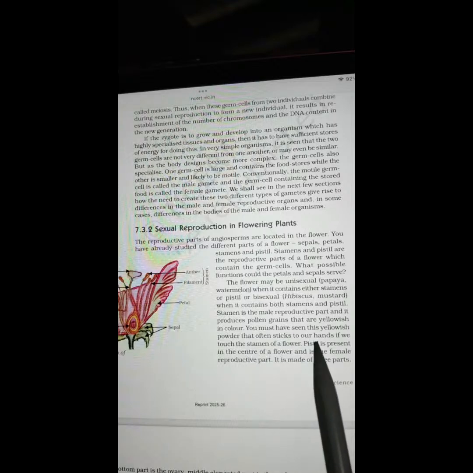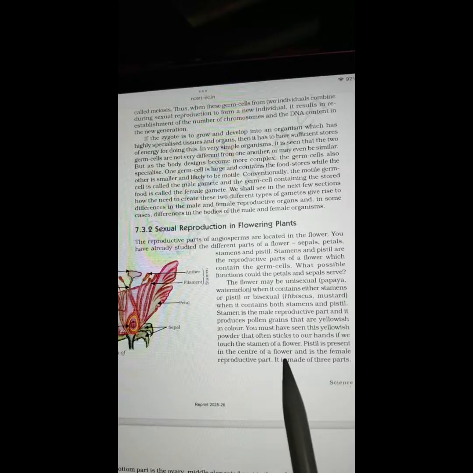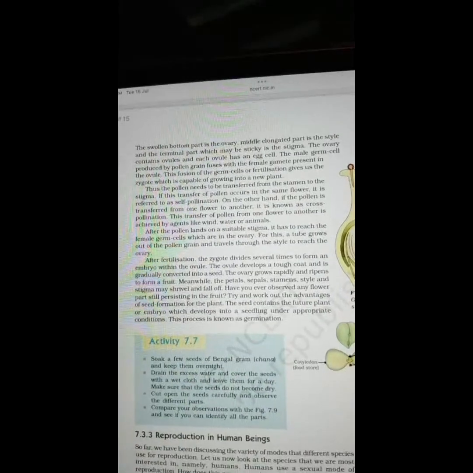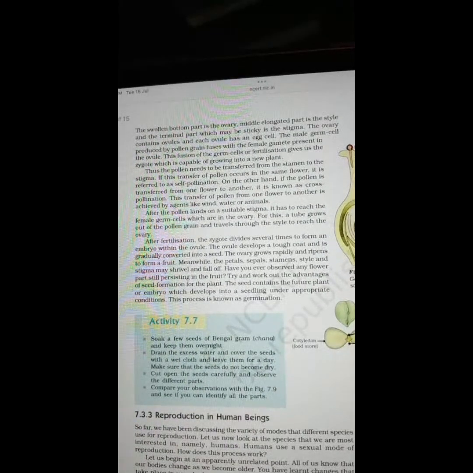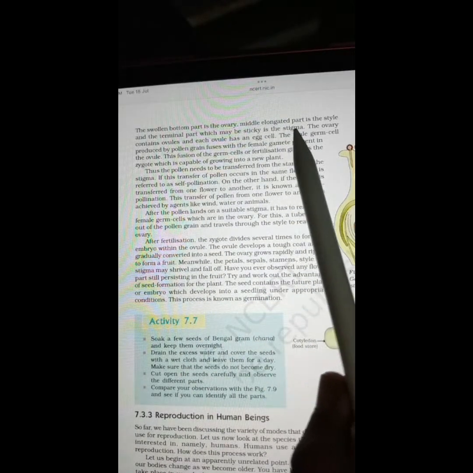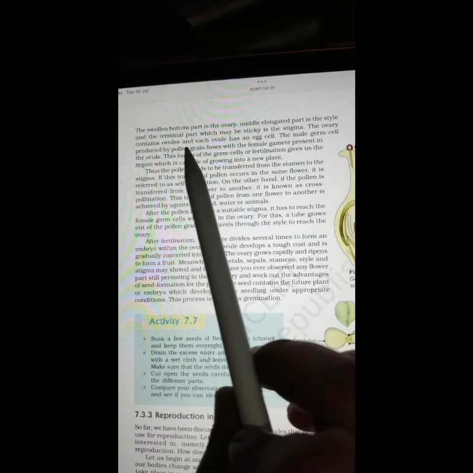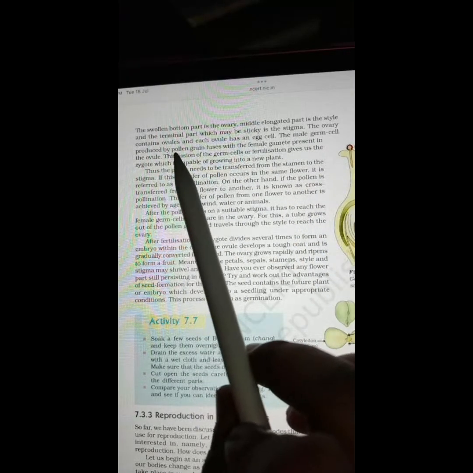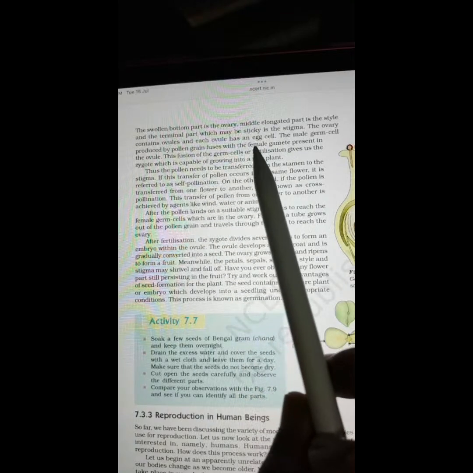You must have seen this yellowish powder that often sticks to our hands if we touch the stamen of a flower. Pistil is present in the center of the flower and is the female reproductive part. It is made up of three parts. The swollen bottom part is the ovary, the middle elongated part is the style, and the terminal part, which may be sticky, is the stigma. The ovary contains ovules, and each ovule has an egg cell.